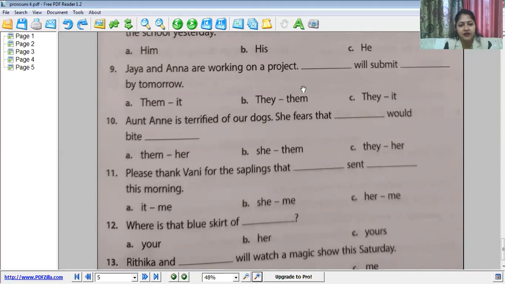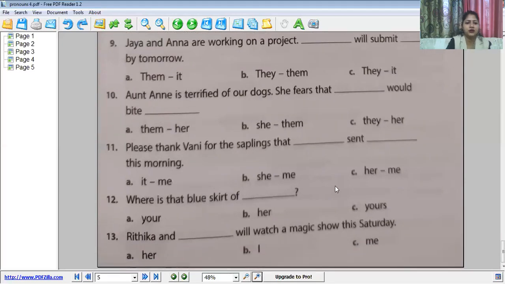Aunt Annie is terrified of dogs. She fears that dash would bite dash. She fears that they would bite her. The C option again. Okay. You have only till 13 sentences. Please thank Vani for the saplings that she sent me this morning. The B option. Okay. Where is that blue skirt of yours? Y-O-U-R-S. Yours. The C option.